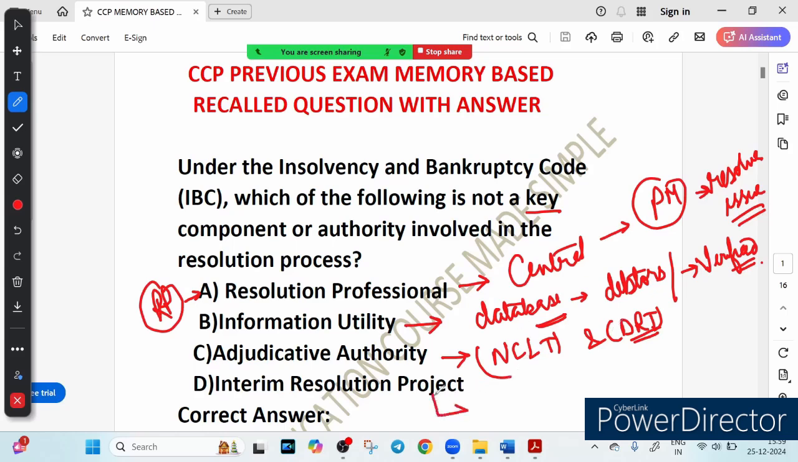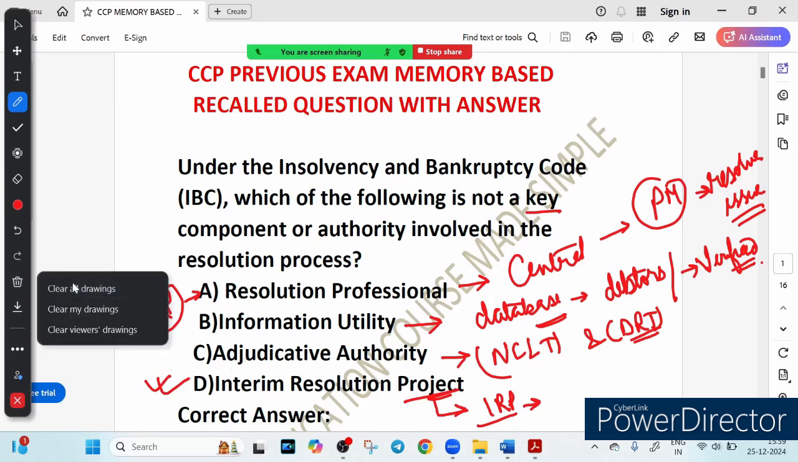And option D says interim resolution project. So this is the incorrect option. There is no concept of interim resolution project in the IBC. Instead, the correct term is interim resolution professional. I think this is no project, right? So the correct term is IRP, interim resolution professional, who temporarily manages the insolvency process until the resolution professional is appointed. So the correct answer is option number D.